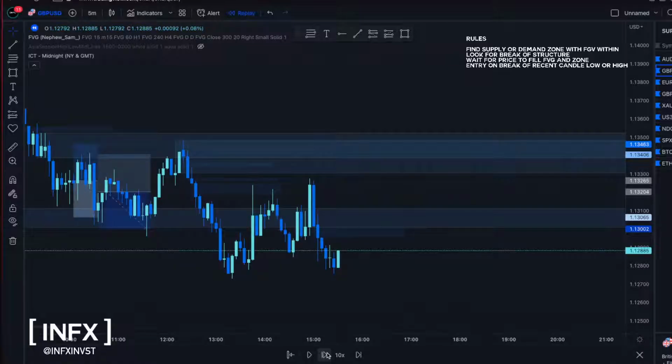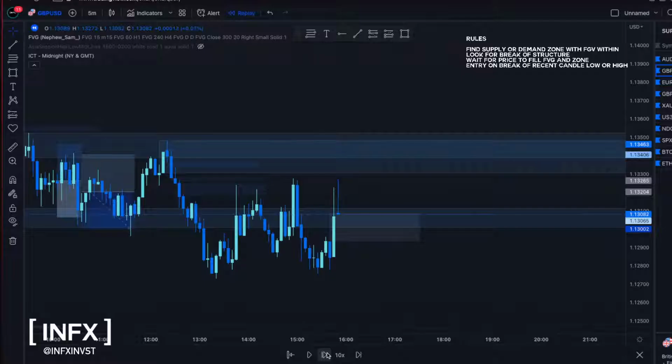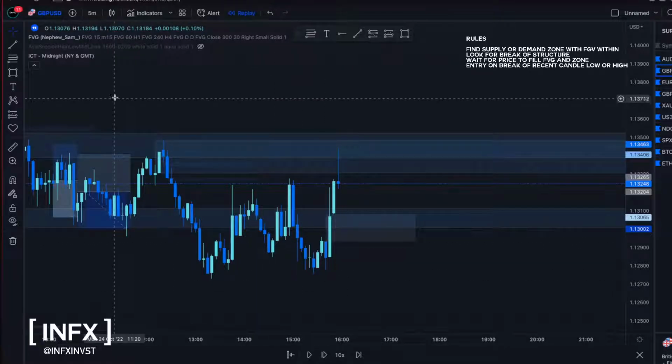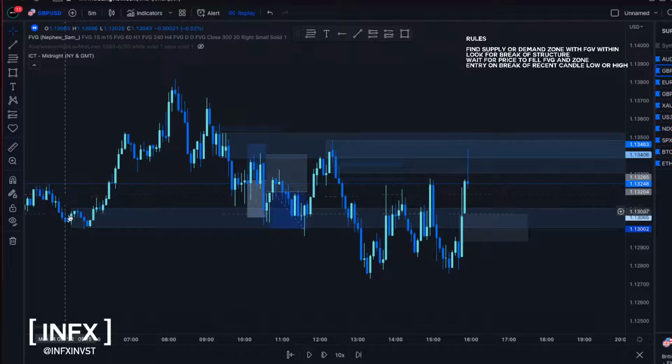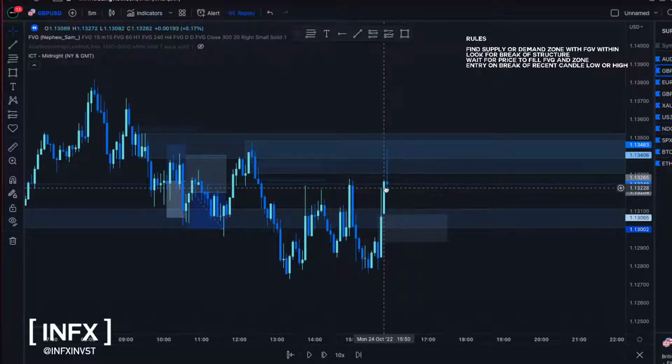Nothing I can see that would be tradable. Okay, so we've come up into that zone now. We've come up into this supply zone, which has broken all the structure, broken this low, which we did liquidity grab and push up. So now this is a great entry. If we can break this candle low, we can go for it.